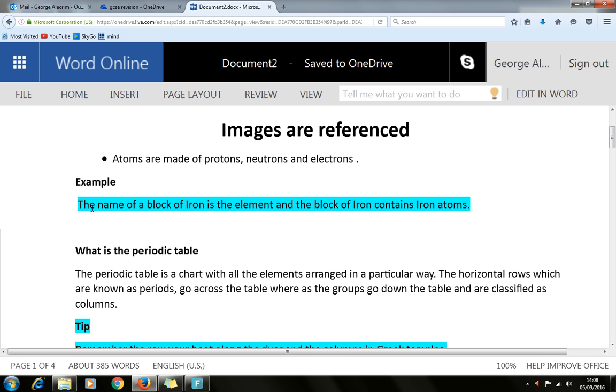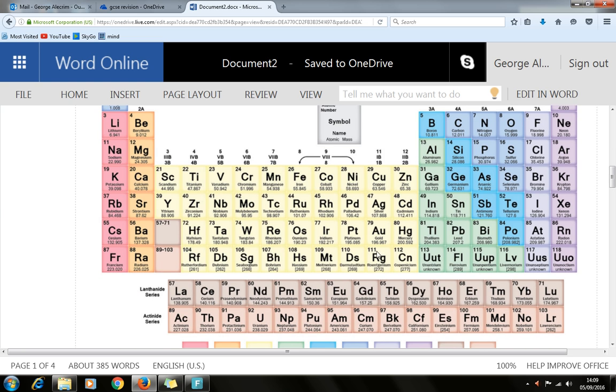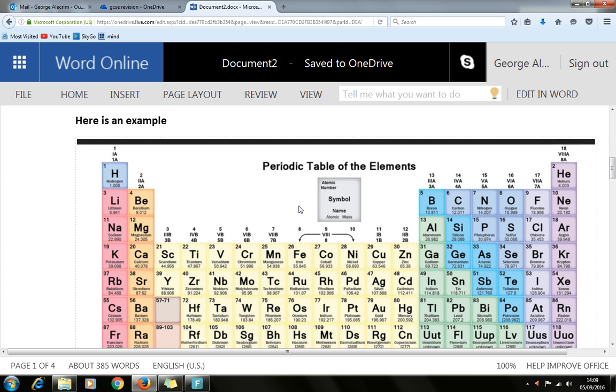And an example is that the name of a block of iron is the element, and the block of iron contains iron atoms. That's when defining what an element is. The word element is like saying the name of something. It's just a way of describing what the things are on the periodic table, such as these. Instead of saying these things here, you say this element calcium, this element boron. That's what an element is.